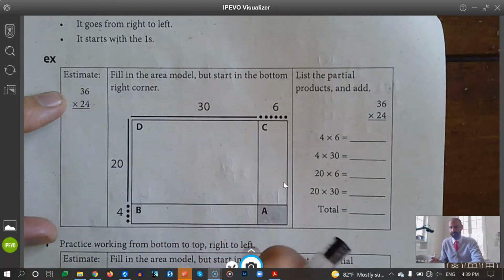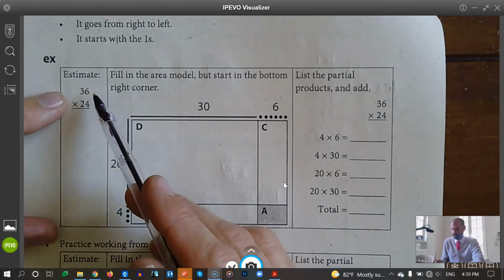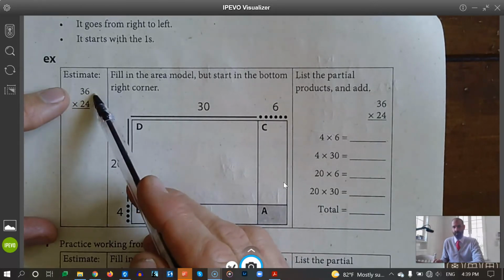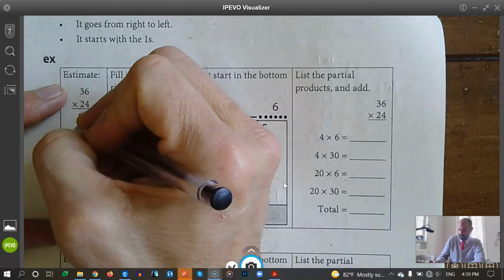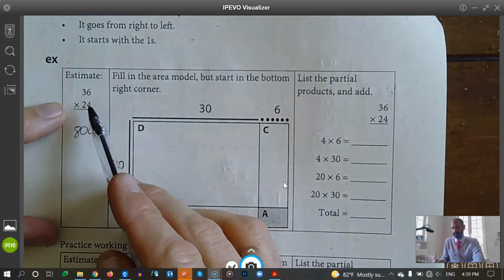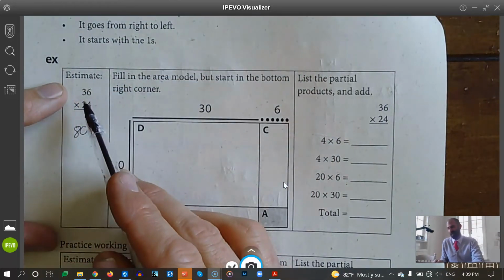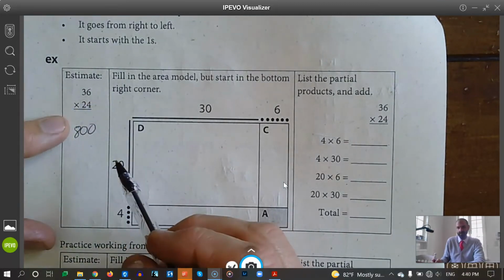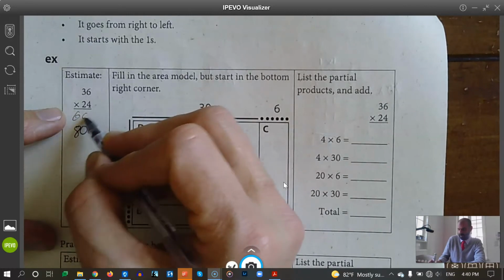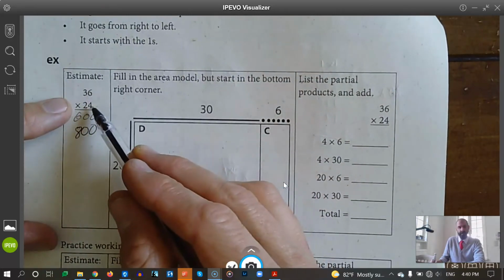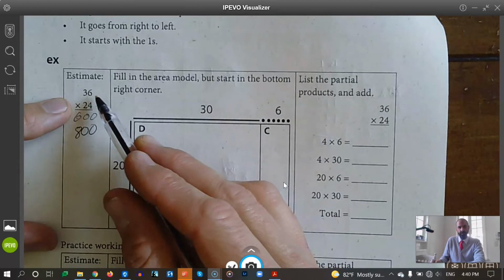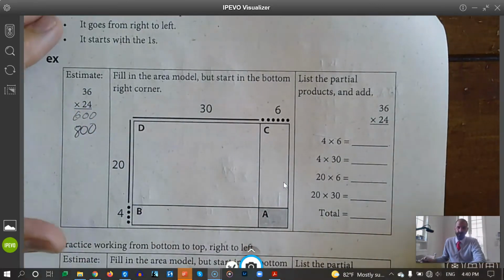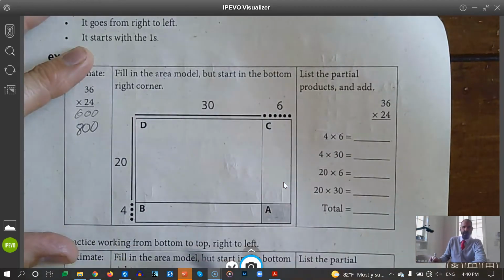So the way I estimate, and the way that we should estimate on some level, I like to round up or down. So this is going to be 40 times 20, which is 800. Now you could also say that 36 isn't that much more, and 24 is pretty close. So this could be 600, right? So it's going to be somewhere in between. If I round them both down to 30 and 20, it's going to be in between 600 and 800, I would imagine. Now here, they've done it for us.